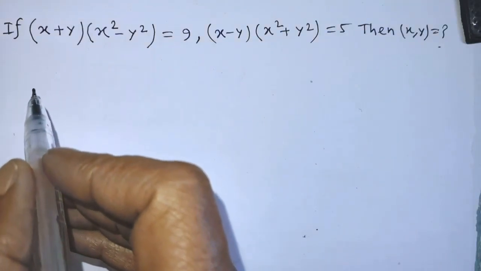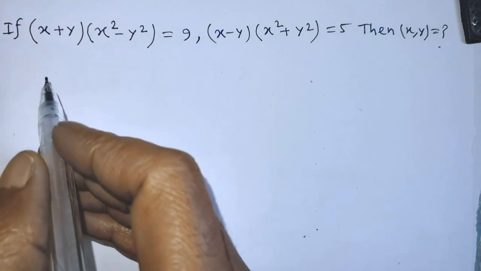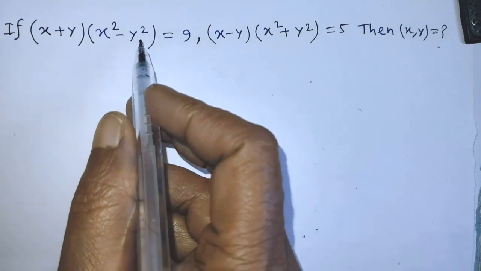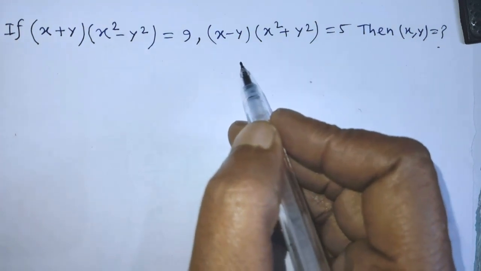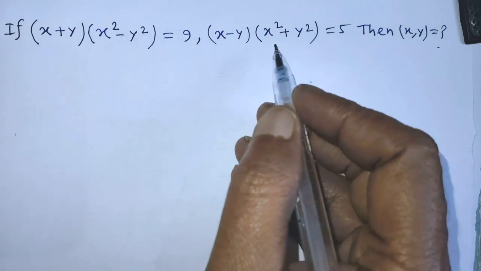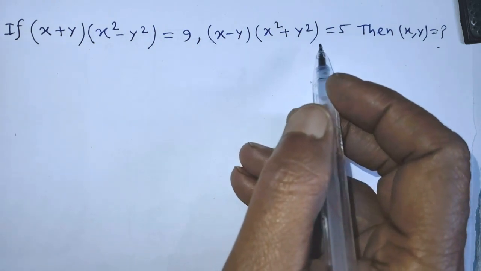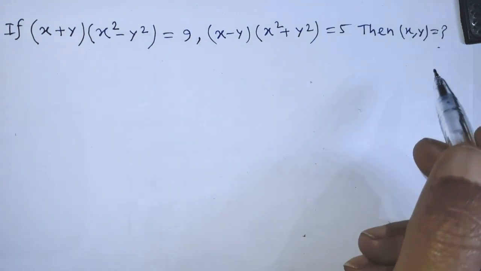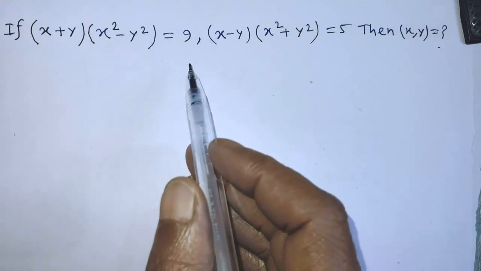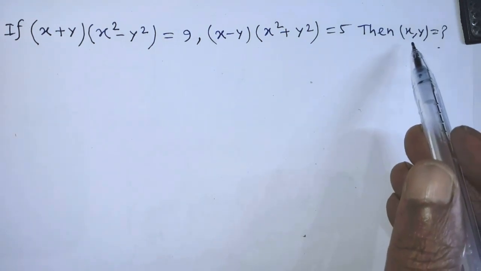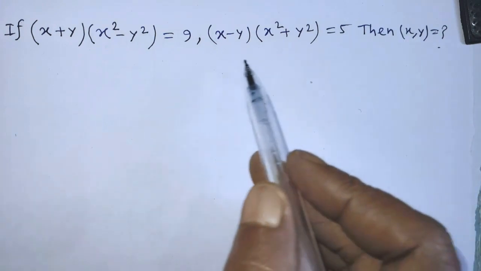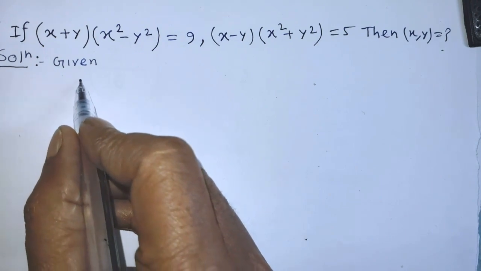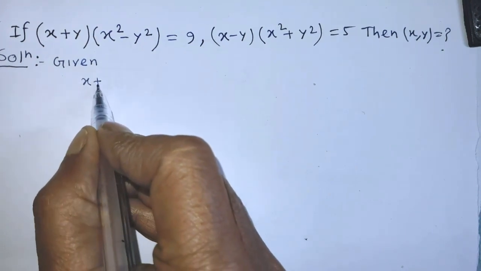Hello guys, you are welcome to solve this math problem, which is: if (x + y)(x² − y²) = 9 and (x − y)(x² + y²) = 5, then find the value of x and y. So students, today in this video I am telling you how to find the value of x and y from these two equations.